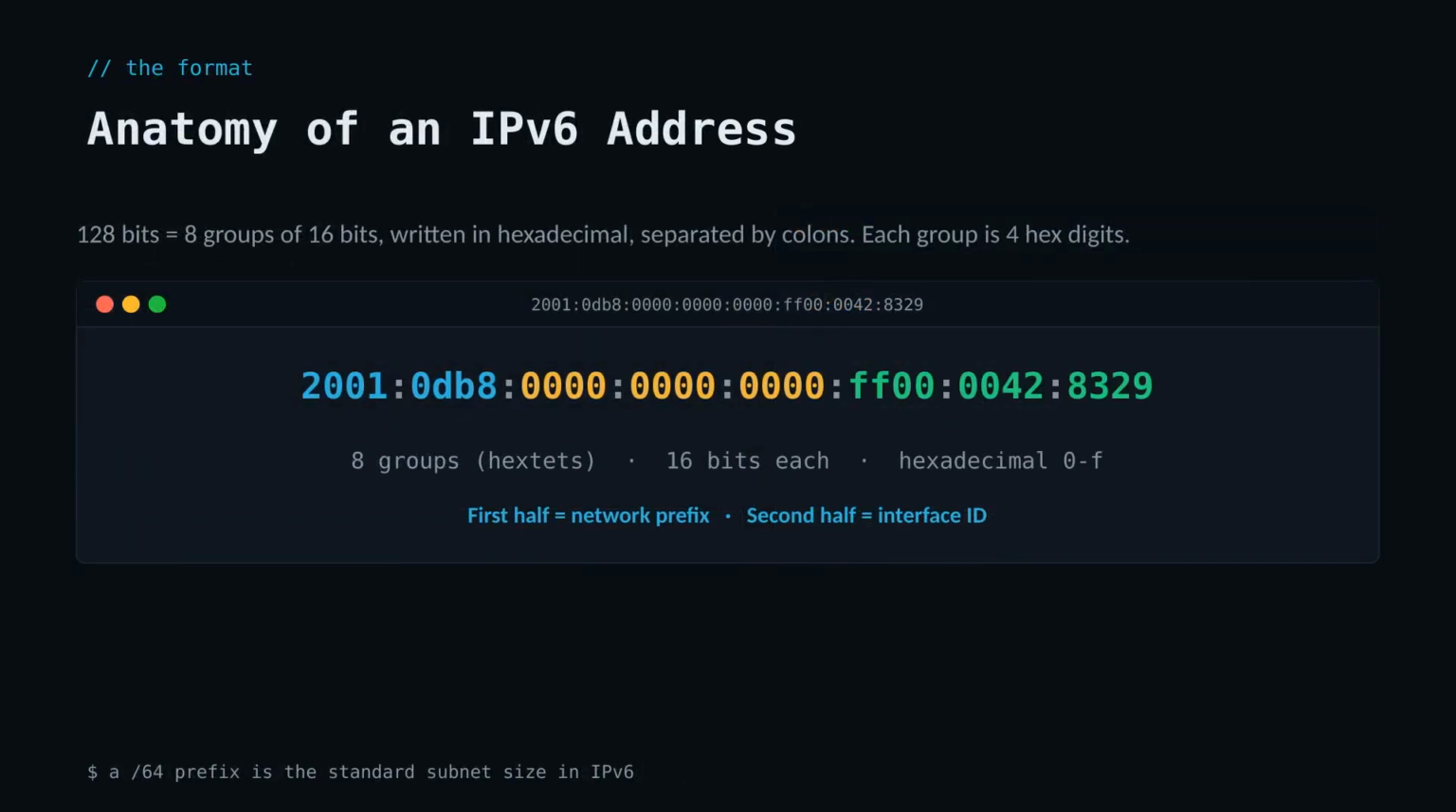Let's break that format down. An IPv6 address is 128 bits, split into 8 groups of 16 bits each. We call those groups hextets, written in hexadecimal and separated by colons. The first 4 hextets typically identify the network, and the last 4 identify the specific interface on that network. That split usually lands right at the halfway point, which is why a /64 prefix is the standard subnet size you'll see almost everywhere in IPv6.